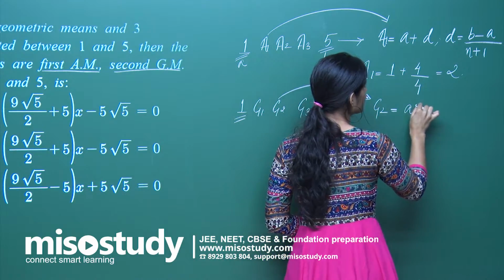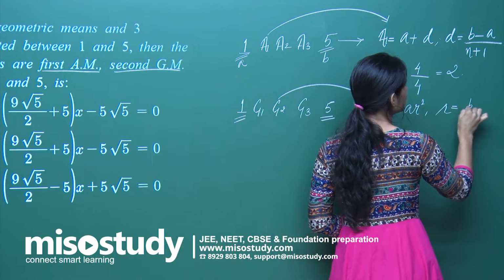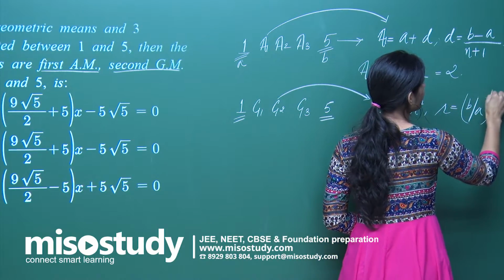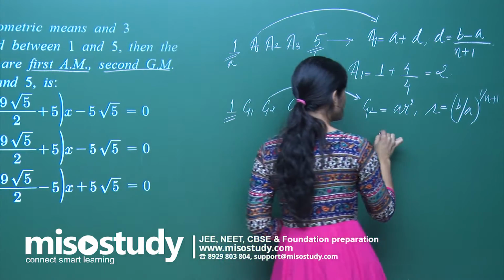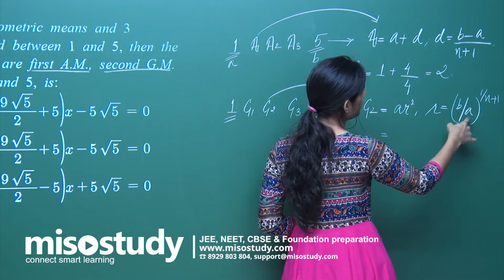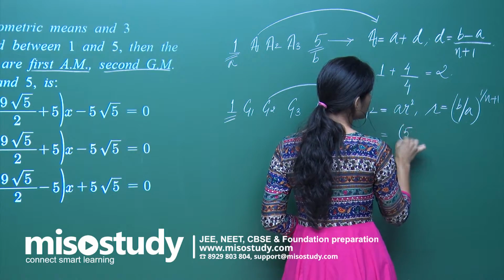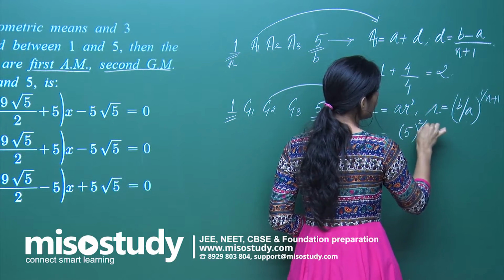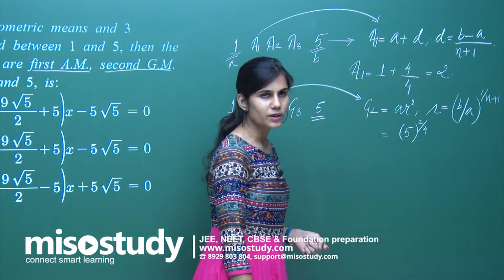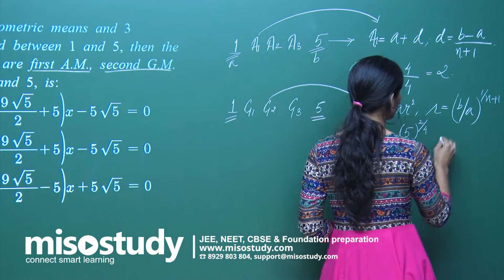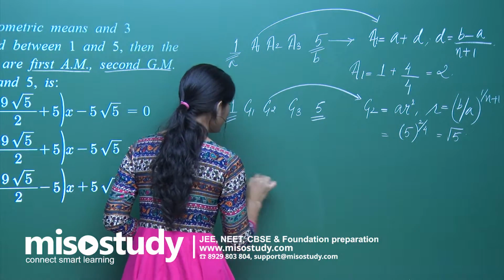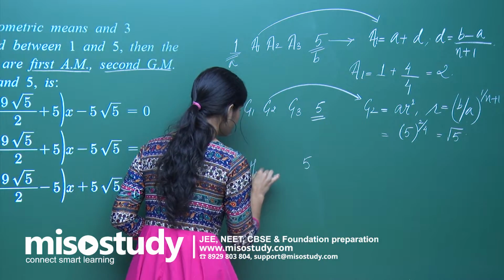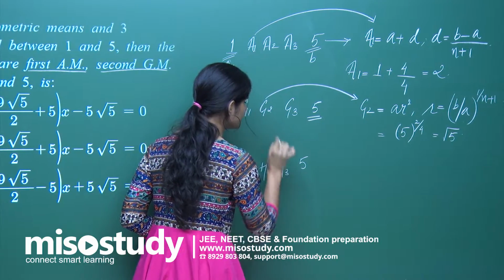mean? It is AR square, where R is (B upon A) to the power 1 by n plus 1. So A is 1, R is B by A, that is 5 by 1, to the power 1 by n plus 1. So 1 upon 3 plus 1 is 1 upon 4, into 2, so 2 upon 4. This is root 5. And similarly, if between 1 and 5, you have 3 harmonic means inserted.